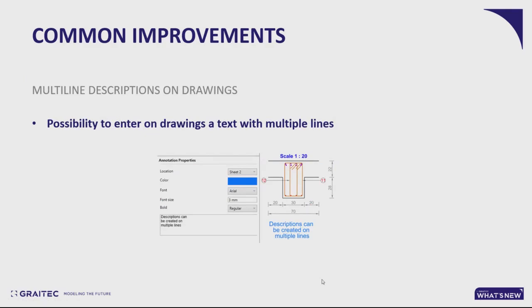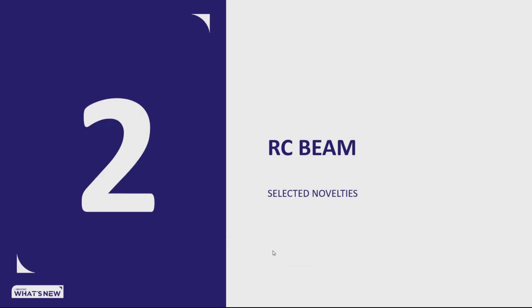Now, when you're managing the drawings, you can add multi-line text to your drawings. Just pressing Enter, you can have multi-line text in the drawings. That's going to be very helpful to read your drawings. Let's go on with RCB modules, and we will just talk about the selected new features on RC beams.